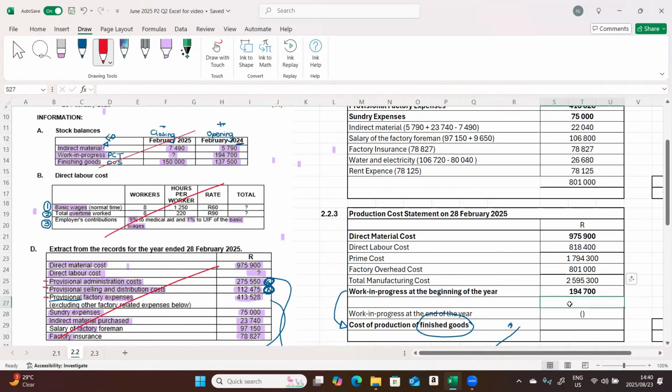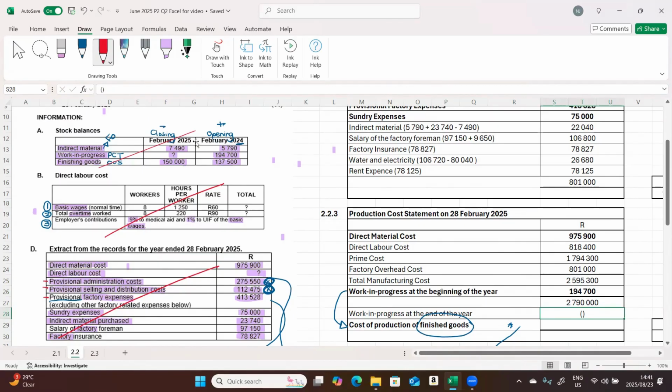And then to that, to your total manufacturing cost, you add your work in progress at the beginning of the year to get just this normal total. You can't leave this line open under work in progress at the beginning of the year. So let's add those two things together. And then you get 2,790,000.